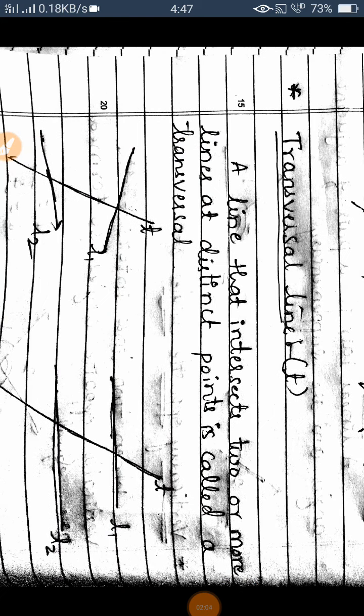Then the next type of line is the transversal line. Transversal means transferring or crossing. The line which intersects two or more lines at distinct points is called a transversal line. See the picture here: there are two lines, L1 and L2, and one line is intersecting them at two distinct points, one on L1 and one on L2.